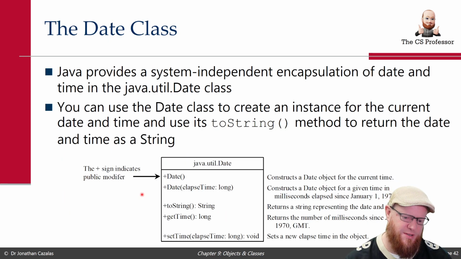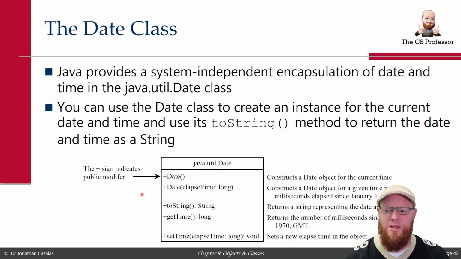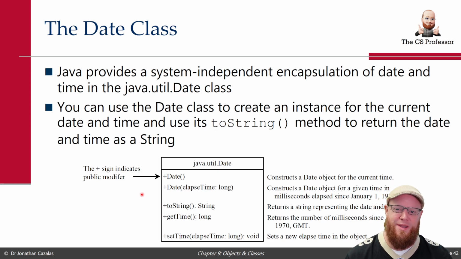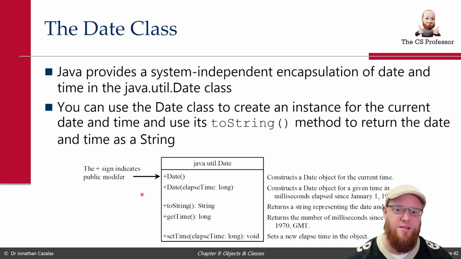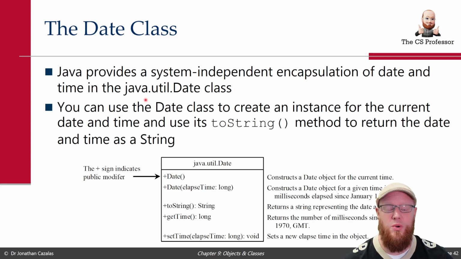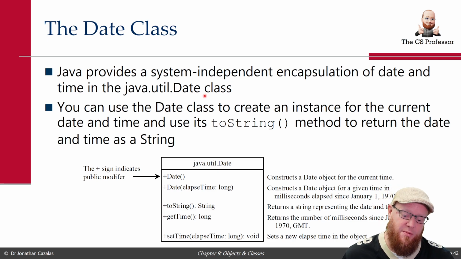This here, just the two quick slides, the publisher mentioned in the middle of nowhere, really. They said, hey, we have a Date class, and they talked about it briefly. So I'll do the same for 60 seconds or less. Java gives you a Date class. It's a built-in blueprint that is a system-independent encapsulation of date and time. That's all you got to know. There's a Date class. It's available to us.